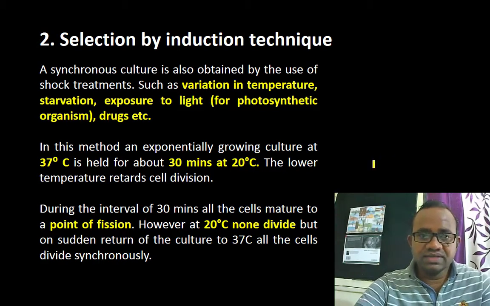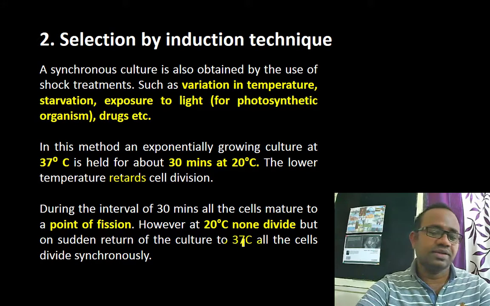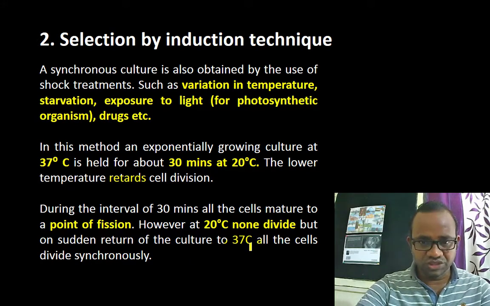Okay, so 20 degrees centigrade is not a normal temperature for the bacteria to grow. So what will happen? At this particular temperature, the bacteria retard their cell division. That means their cell division stops. So during this 30 minutes at 20 degrees centigrade, the bacteria prepare or mature to a point of fission. That means they come to a level where their binary fission will start. So we suddenly increase the temperature from 20 degrees centigrade to 37 degrees centigrade. Once 37 degrees centigrade is achieved, all the cells which were at the point of binary fission divide rapidly and synchronously.